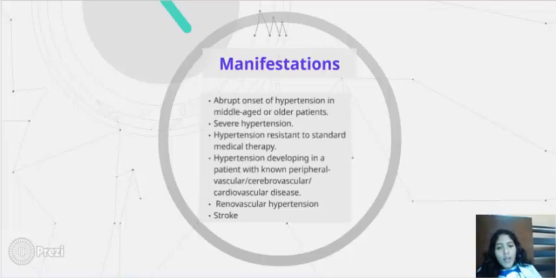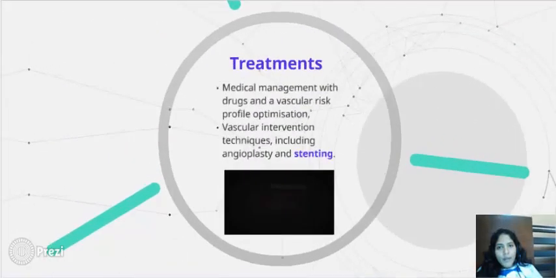Renovascular hypertension, and stroke. Treatments include medical management with drugs and vascular risk profile optimization, and vascular intervention techniques including angioplasty and stenting.